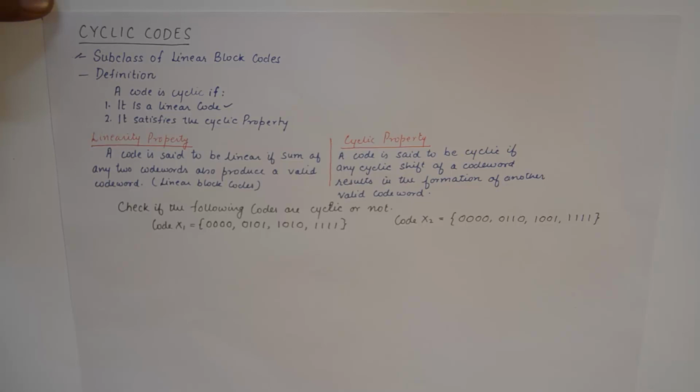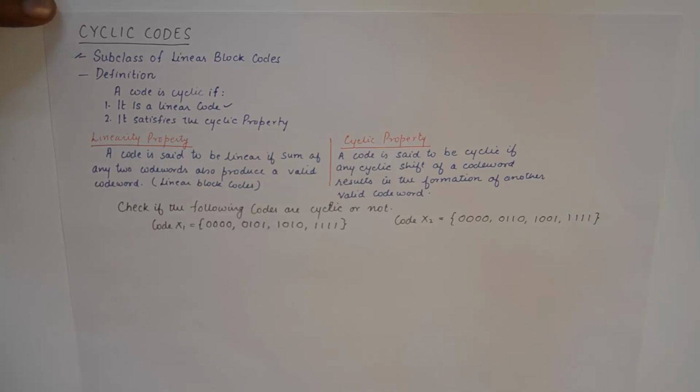Linearity property is that property of the code which states that the sum of two code words should also produce a valid code word, right? And the cyclic property is that property of the code which says that if we shift a code word by one position, it should result in the formation of another valid code word. And we'll check that with the examples here.